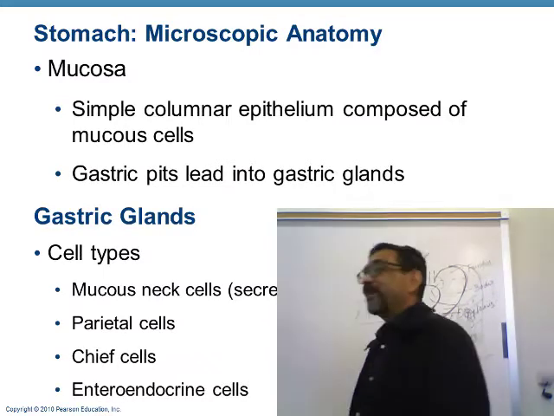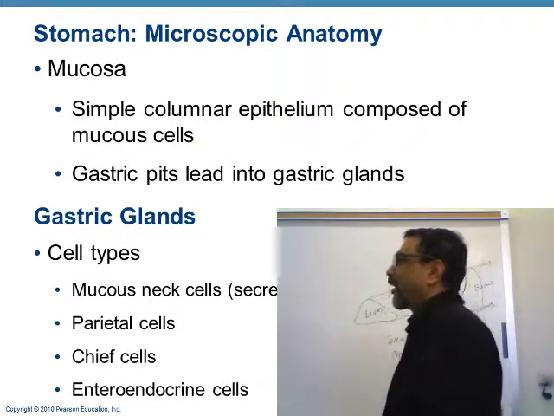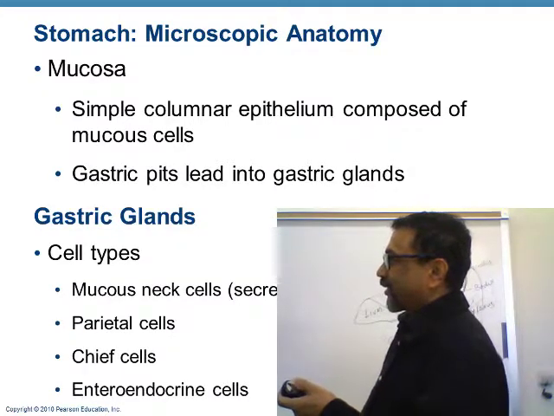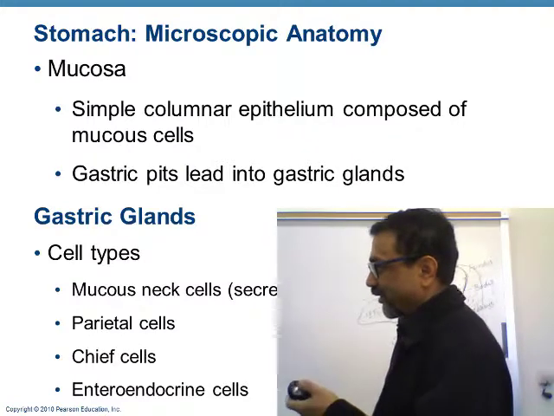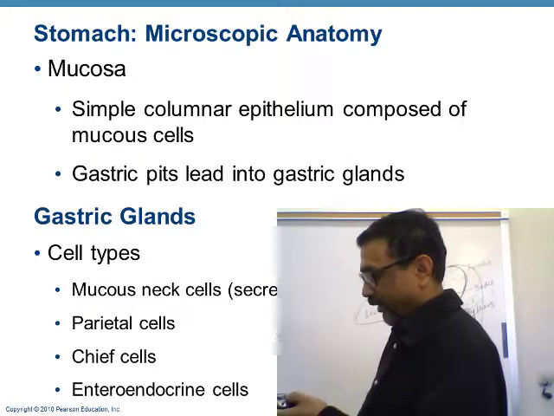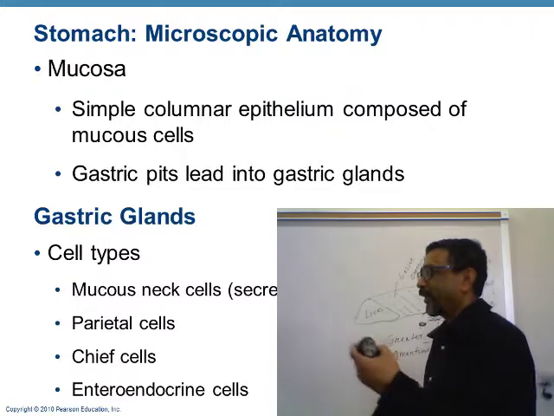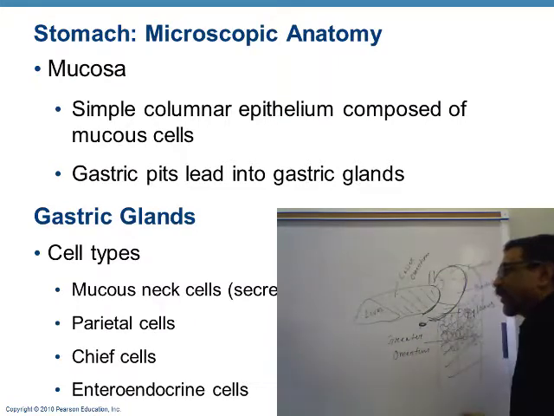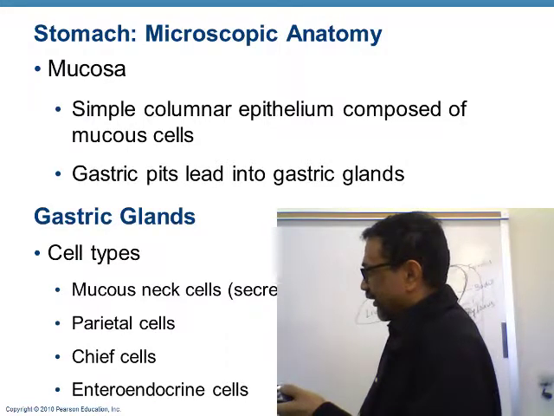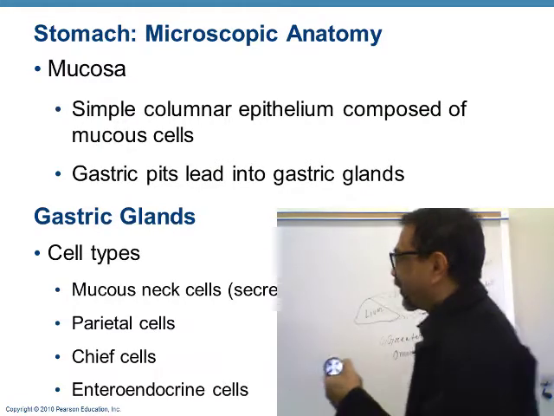Now, another type of cell is parietal. Parietal cells secrete hydrochloric acid. Chief cells secrete pepsin. Enteroendocrine cells, these are endocrine cells. Other cells are exocrine cells. You know, endocrine, exocrine, two types of glands. So, enteroendocrine cells secrete a hormone that is called gastrin.